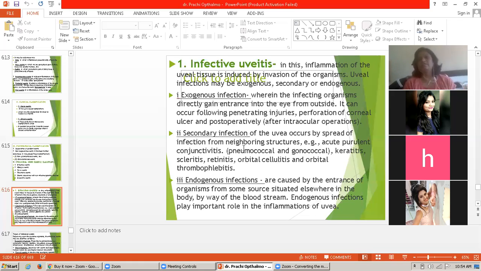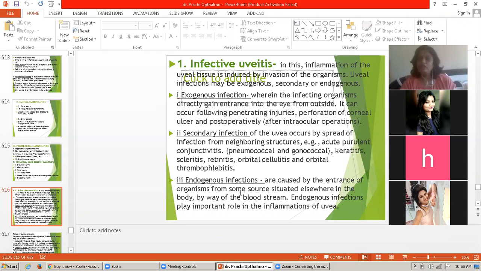So when a secondary infection of the uvea occurs, there is a spread of the infection from a neighboring structure. When a neighboring structure is inflamed, this inflammation spreads into the uvea, which leads to the secondary infection. For example, acute purulent conjunctivitis due to pneumococcal or gonococcal infection, then keratitis, scleritis, retinitis, orbital cellulitis, and orbital thrombophlebitis lead to secondary infective uveitis.